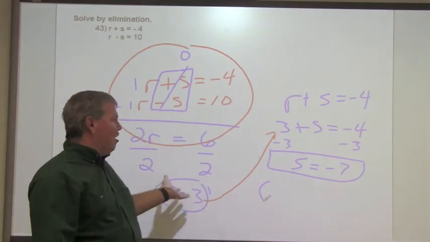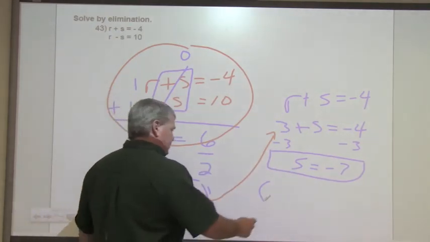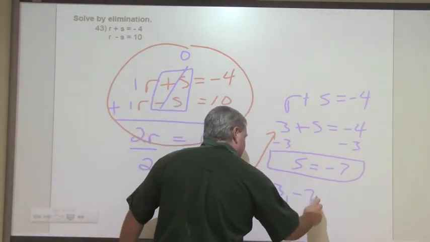What comes first, R or S? Well, R does, so it would be 3, negative 7.